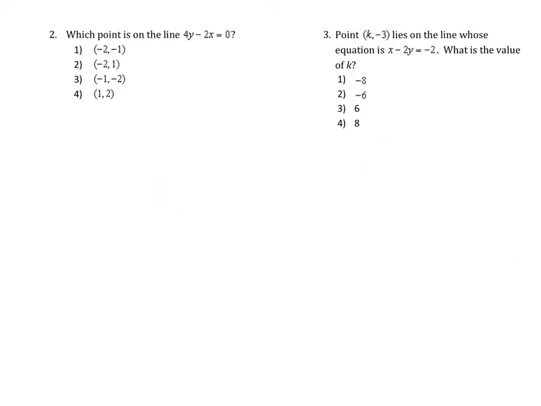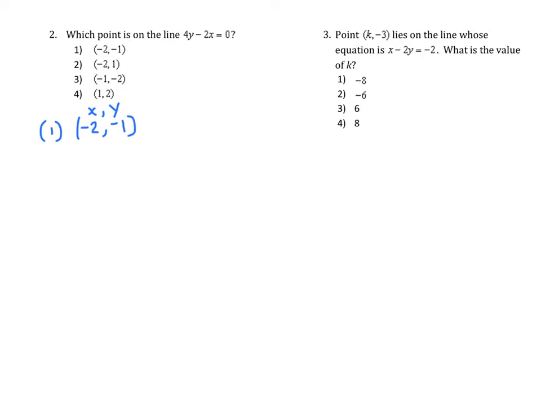The next question is a multiple choice question that you could have on your exam, and it just says, which point is on the line 4y minus 2x equals 0. So what they're doing is giving us 4 possible solutions to this equation. In order to answer this, we're going to go point by point, plugging it in until we get one that works. So we're going to start with choice 1. I'm going to take the point negative 2, negative 1, and remember again that it's x, comma, y.